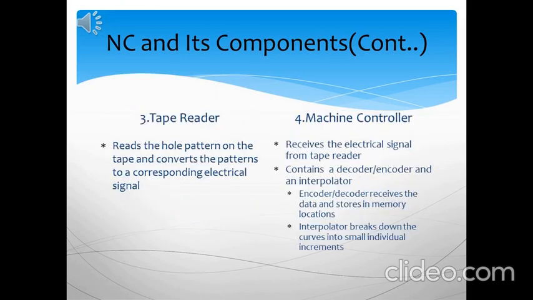The third component is the tape reader. Usually punched tapes have holes on them. The tape readers are used to read the whole pattern on the tape and convert the patterns to corresponding electrical signals. Machine controller is the fourth component. It receives the electrical signal from the tape reader. It contains a decoder, encoder and an interpolator. The decoder receives the data and stores it in memory locations. Memory locations are of two types: part geometry data and process data. Interpolators are used to break down the curves into small individual increments.